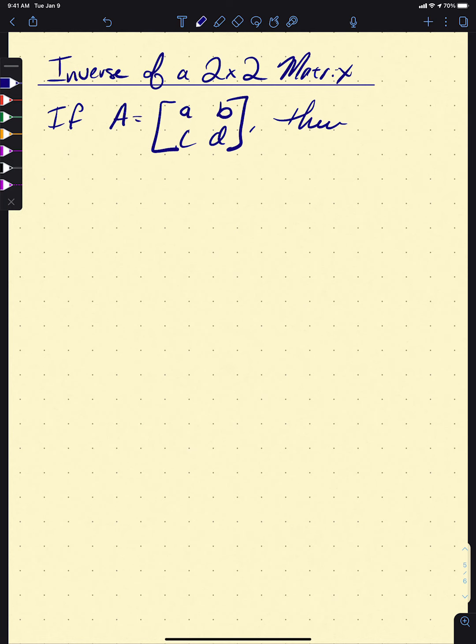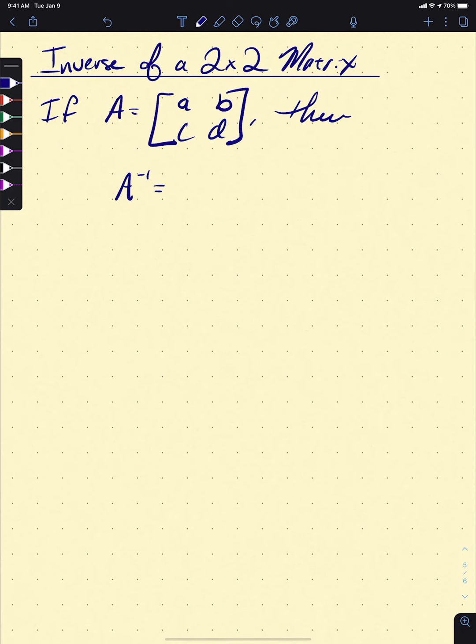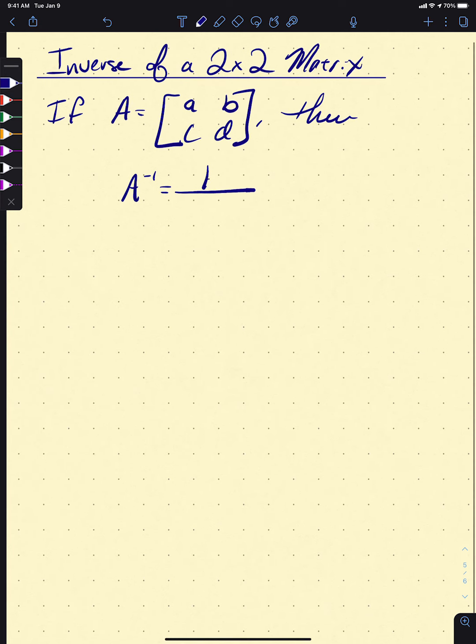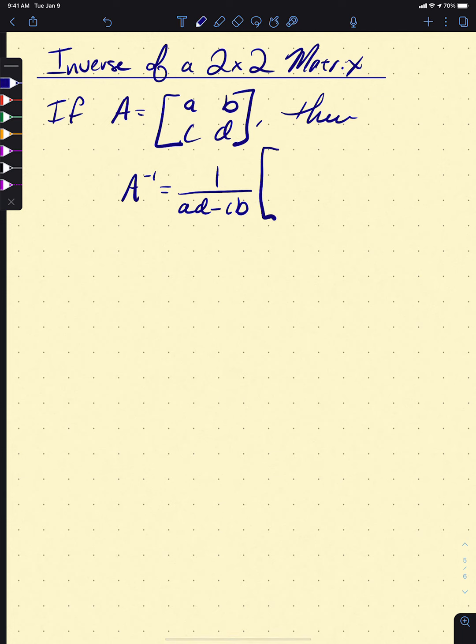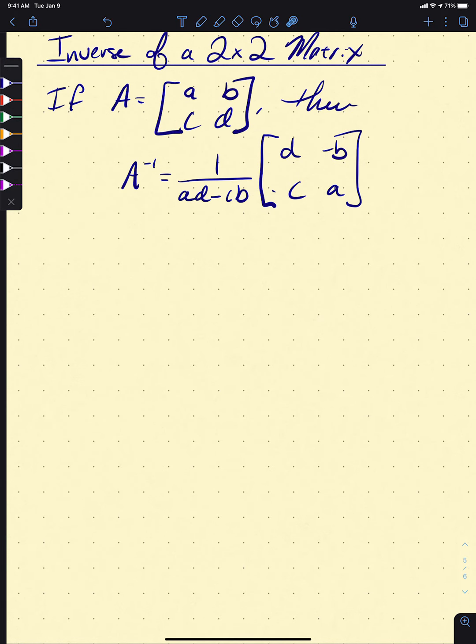Then we have the following. A inverse is equal to 1 divided by, okay, this is a scalar that we're multiplying by, 1 over AD minus CB, where these guys are these entries. And then that is multiplied into the matrix D, minus B, minus C, A. So what you're doing is you're switching your diagonal elements and you're negating the off-diagonal elements.